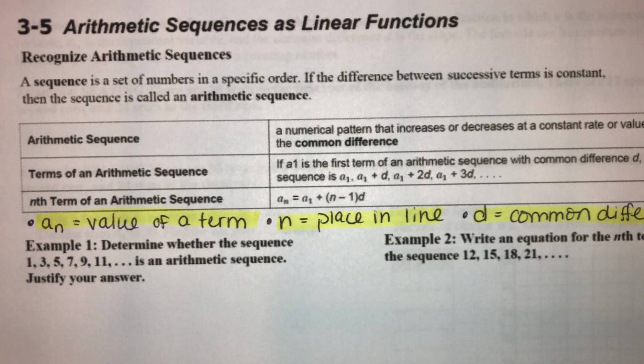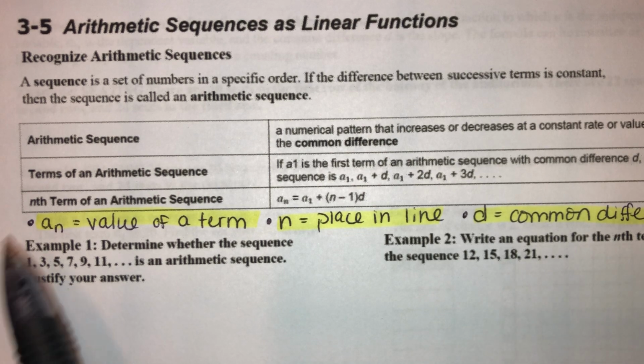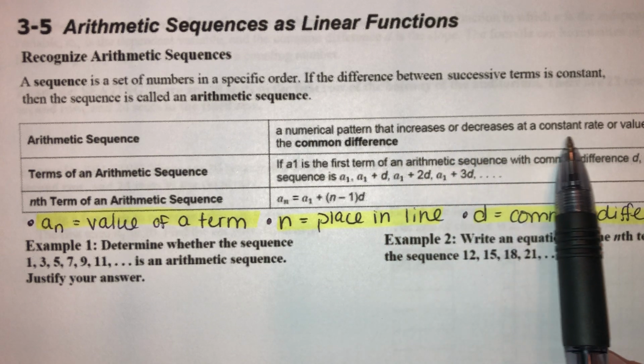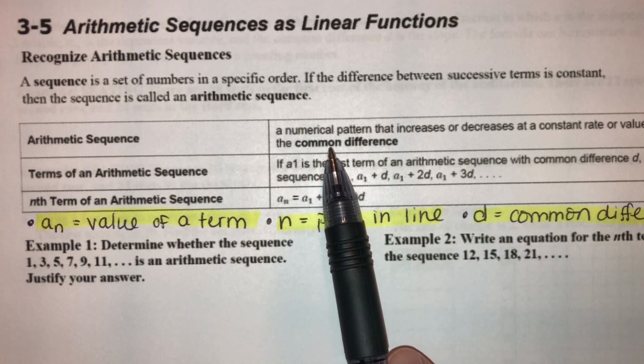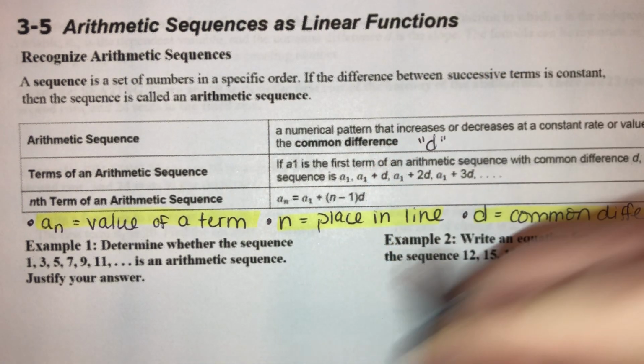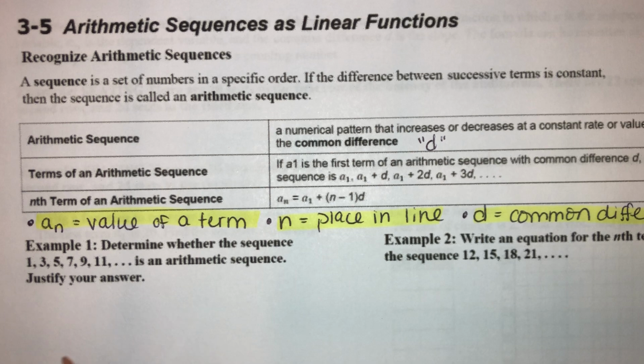All right, this is lesson 3-5, all about arithmetic sequences. So basically an arithmetic sequence is a sequence of numbers where you are adding or subtracting the same thing over and over. It's a constant increase or a constant decrease. It's a steady rate. So arithmetic sequence: a numerical pattern that increases or decreases at a constant rate or value called the common difference. And as we're working on the math, we refer to that number as D.